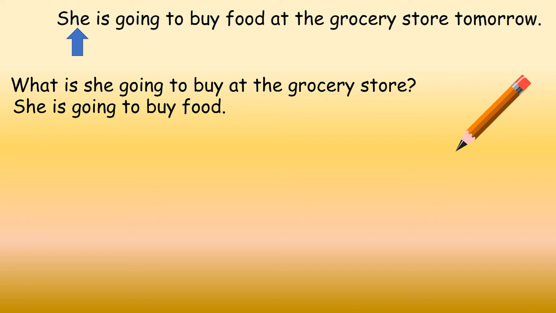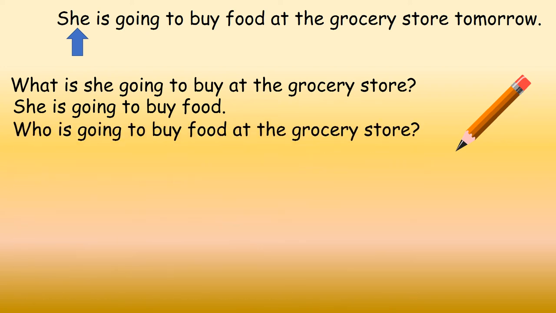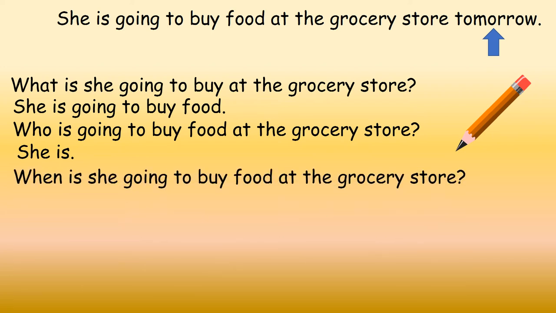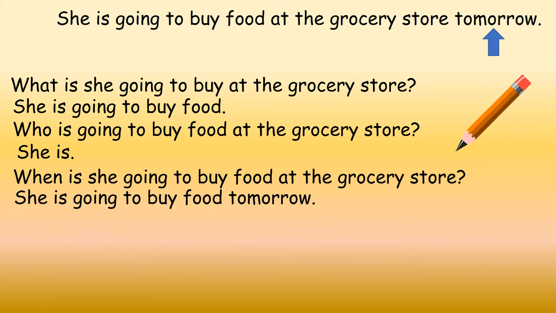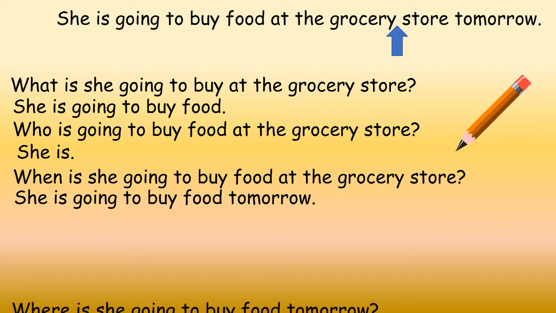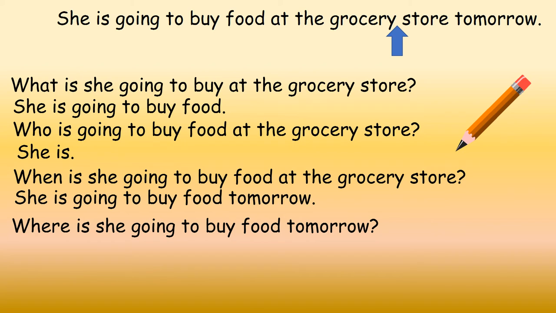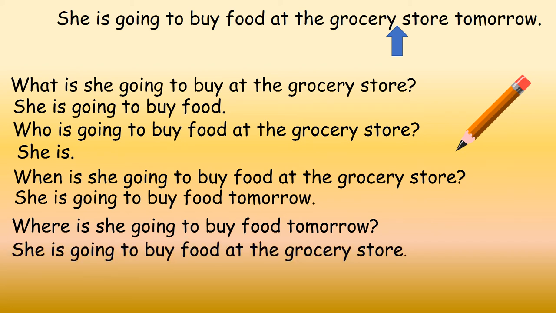Who is going to buy food at the grocery store tomorrow? She is. When is she going to buy food at the grocery store? She's going to buy food tomorrow. Where is she going to buy food tomorrow? She's going to buy food at the grocery store.